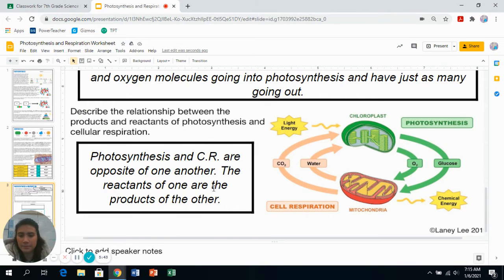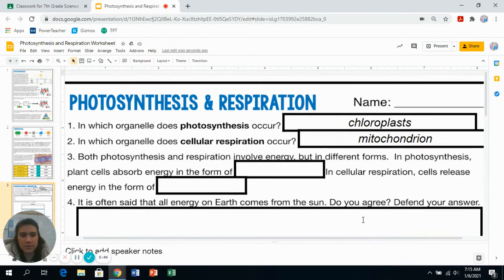All right, moving on. Oops, I guess I've already filled out some of this. So what organelle does photosynthesis occur in? It's the chloroplast. And then which organelle does cellular respiration occur in? And that's going to be the mitochondria.